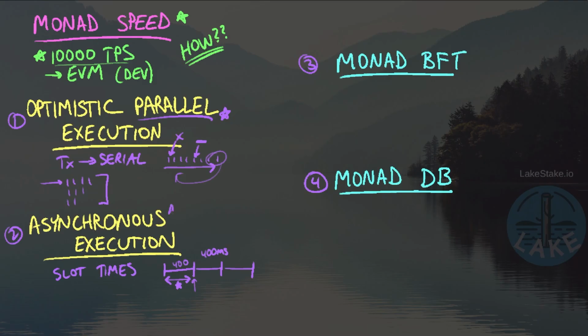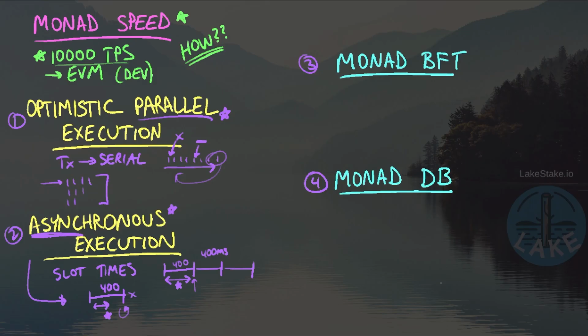Well, with asynchronous execution, with Monad, that means that we are in async mode, meaning we're out of sync with one another. And that's actually a very good thing here. What Monad does is, again, we're still using 400 millisecond slot times, but if we do happen to get done with forming or creating a block halfway through that slot, then we can actually start processing it immediately. We don't have to wait for the next slot time to do so.